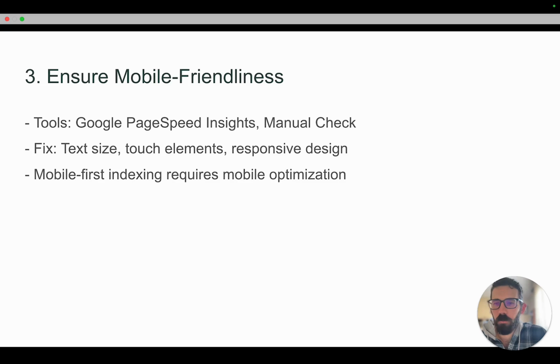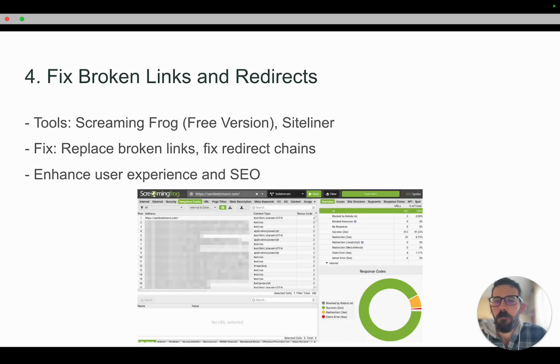Yeah, so we will move on from there. Number 4 here, fixing broken links and redirects. Tools to use, Screaming Frog or Siteliner. Both are great. They both have limitations on them, so they both have a paid version, but Screaming Frog, for example, will crawl 500 URLs. So if you have a smaller site, this is a good tool to use.